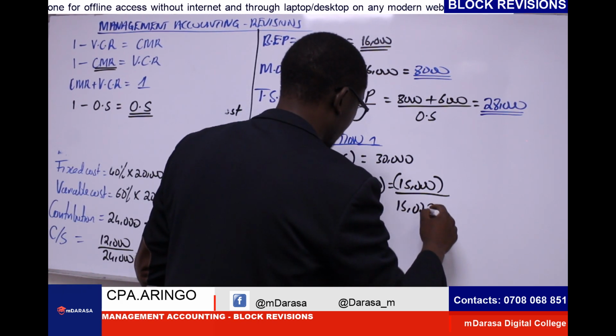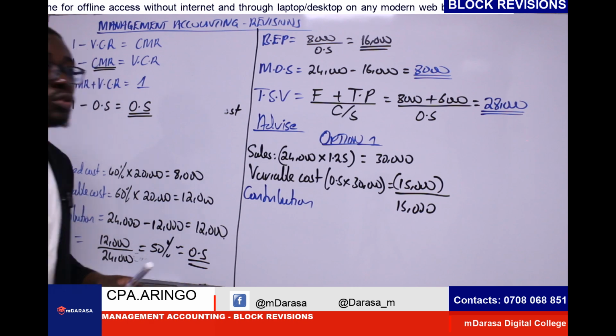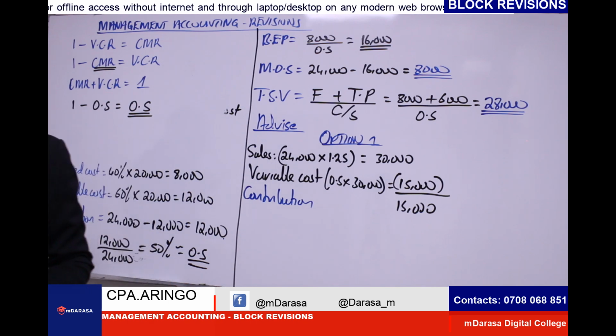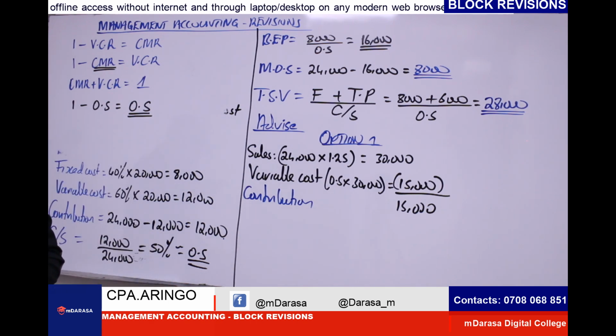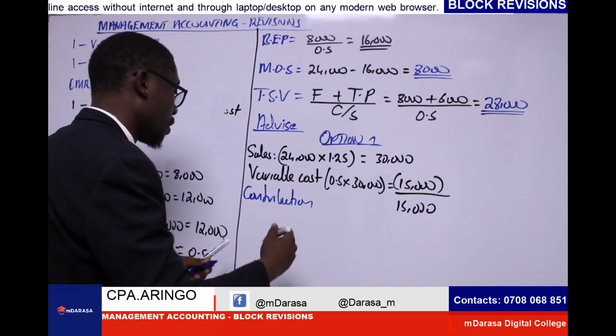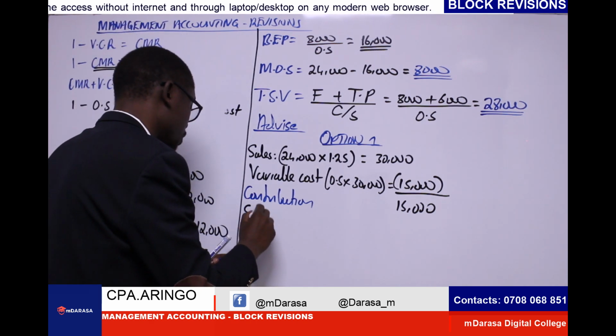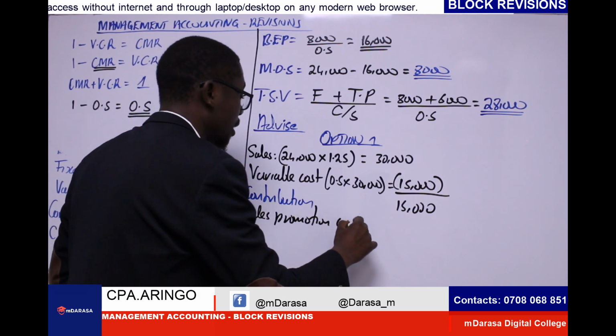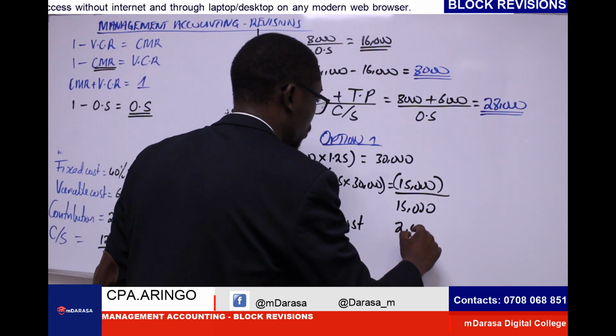But option 1 is telling us that we are going to incur an additional cost. Additional cost of what? Additional cost of promotion, sales promotion cost. We're going to incur additional cost of sales promotion cost. So sales promotion cost, I'm going to incur a value of 2.5.